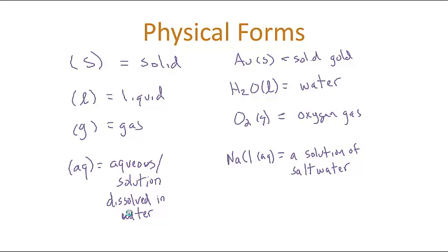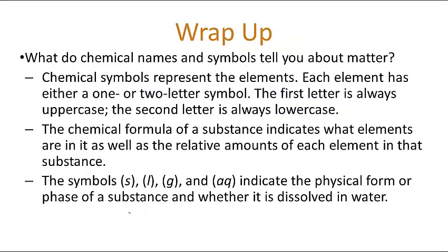So, wrapping this lesson up. What do chemical names and symbols tell you about matter? Remember, this is the essential question that we were studying with this lesson. So chemical symbols represent the elements. Each element has either a 1 or 2 letter symbol. First letter is always uppercase, the second letter is always lowercase. The chemical formula of a substance indicates what elements are in it, as well as the relative amounts of each element in that substance. And the symbols S, L, G, and AQ indicate the physical form or phase of a substance and whether it is dissolved in water.